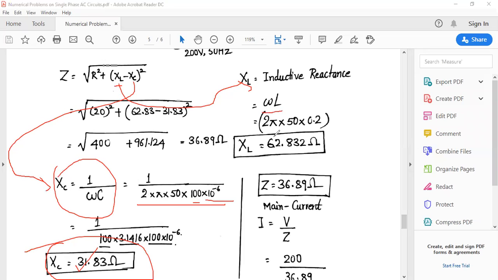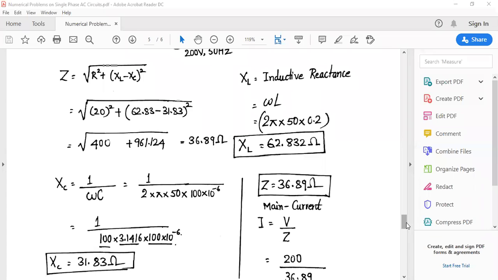So XL can be directly found as 62.83, 2 pi F into L. So this is 0.2 Henry, so we can directly write it here as 62.832. So now the value of Z is 36.89. So how did we get it? So root of R squared plus XL minus XC the whole squared. So root of 400, which is 20 squared, and XL minus XC, 62.83 minus 31.83. So we'll get under the square 961.124 plus 400, which under the root we can directly take as 36.89 ohm.